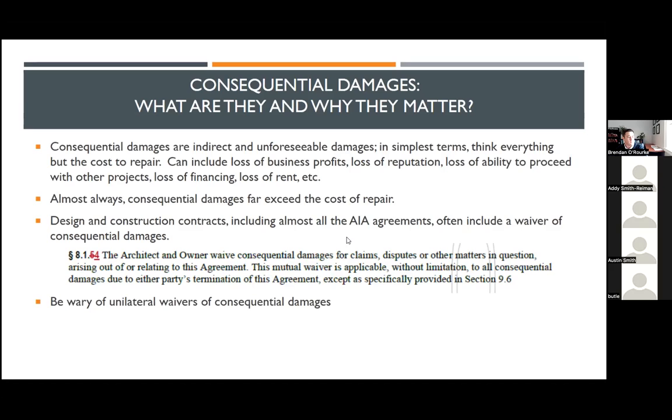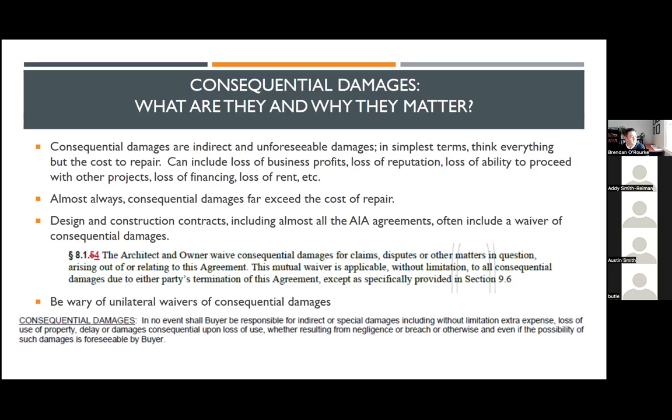The AIA and EJCDC form contracts do have waiver of consequential damages within them. Be wary if they're struck. Be wary if you're using a form contract provided to you by the owner, whether they have a consequential damages provision in there. And also be wary of unilateral consequential damages provisions. If you're not allowed to get consequential damages against them, then they should not be allowed to get consequential damages against you.